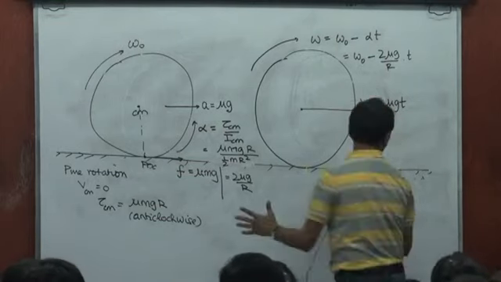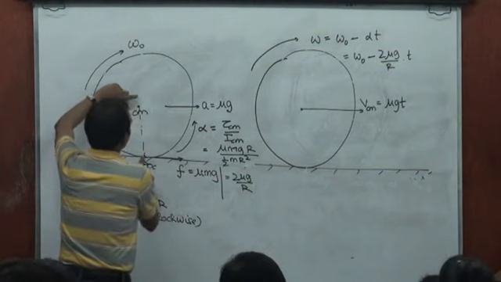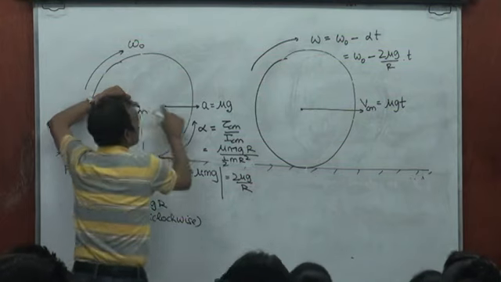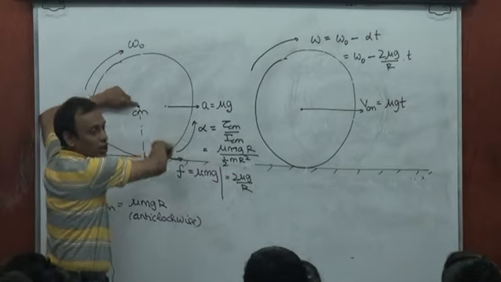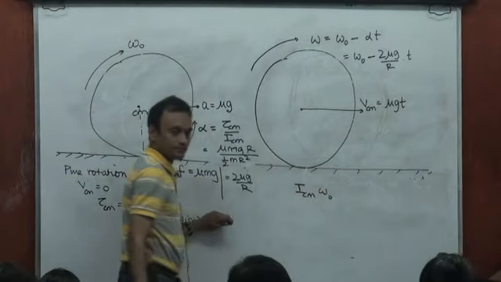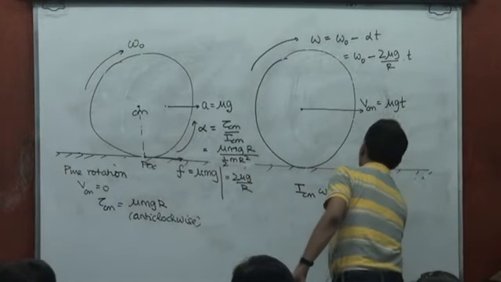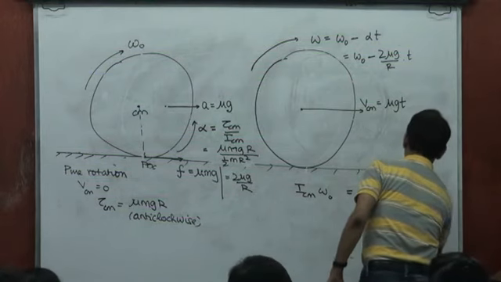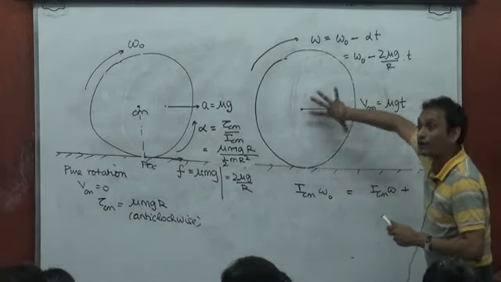So in the initial state, the angular momentum about the point of contact is m vcm into r, which is 0 because vcm is 0, plus Icm omega naught. So initial angular momentum is Icm omega naught. And in this state, the angular momentum because of pure rotation is Icm omega plus m vcm into r, clockwise.